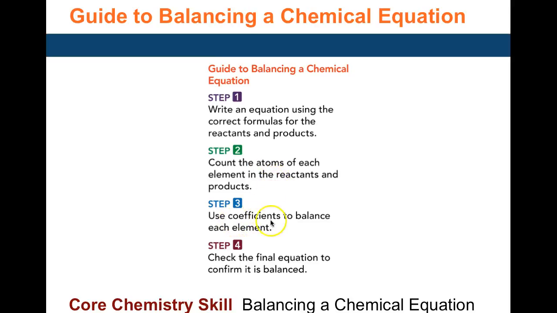When you're balancing, you're using coefficients to balance the elements. You never change subscripts, just the coefficients. Coefficients are the numbers that are found in front of the formula of that element or compound. And then check the final balanced equation to see that everything is in order, that all of the atoms are properly balanced.